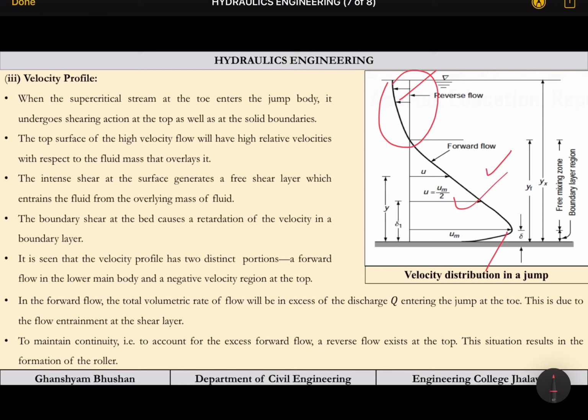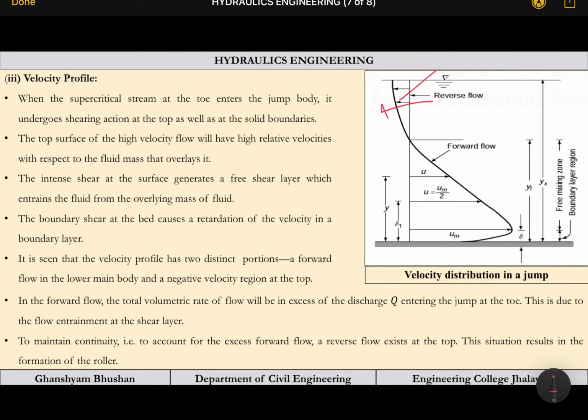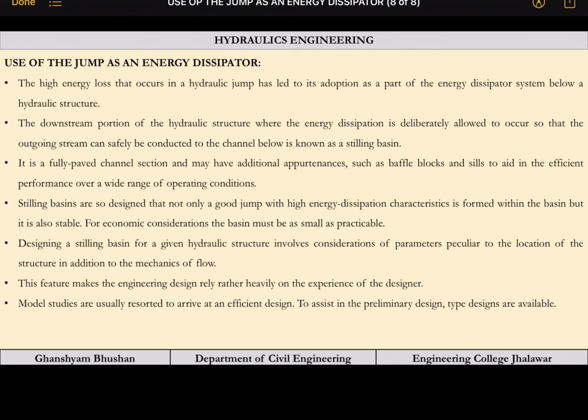To maintain the continuity, that is to account for the excess forward flow, a reverse flow exists at the top. This situation results in the formation of the roller. So here the mass flow rate is greater than Q. So whatever mass is entering, that much mass can exit only. To balance this, a reverse flow is occurring, and this will create a roller. So let me just show you how this phenomenon is happening. So here velocity is something like this, here it is something like this. So this will generate a roller. So like this we can see the jump.